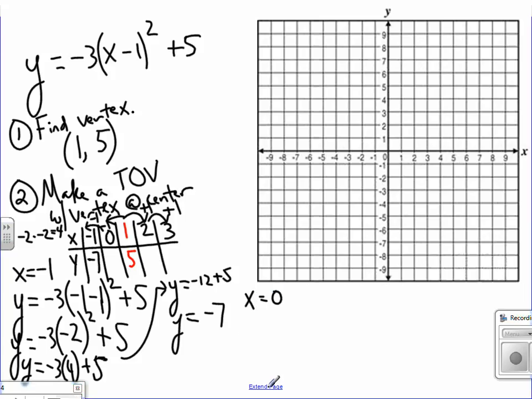Okay, plug in x equals 0 in for x. Oh my god. Come on, get it right, Miller. Get it right. 0 minus 1 squared plus 5.